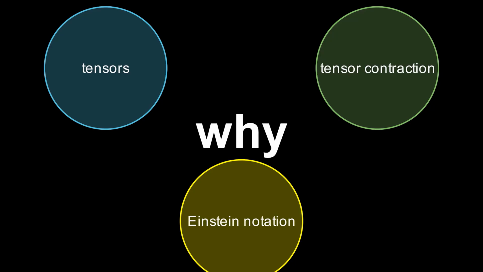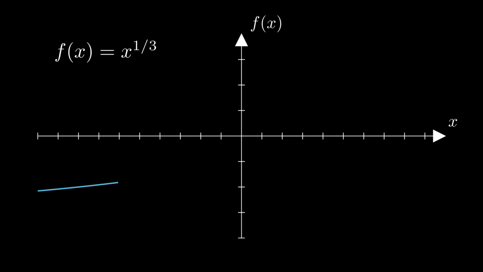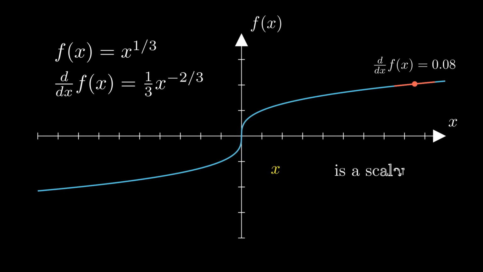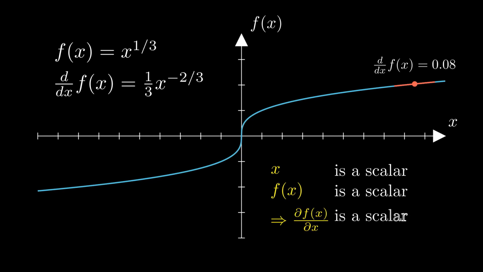So let's start by describing when tensors are used to describe derivatives. This plot shows a function, the cube root of x, and its derivative. For a given value of x, the derivative tells us what the slope of f of x is with respect to a change in x. And because x is a scalar and f of x is a scalar, the derivative of f of x with respect to x is also a scalar.